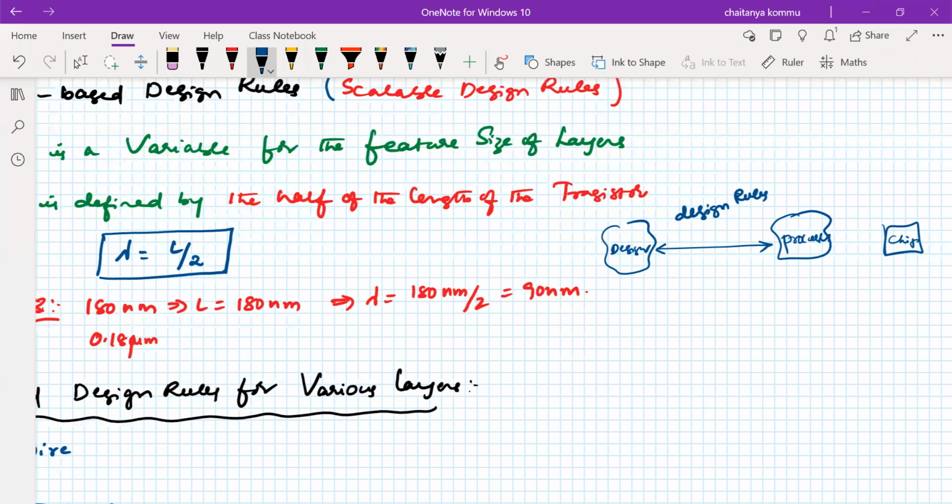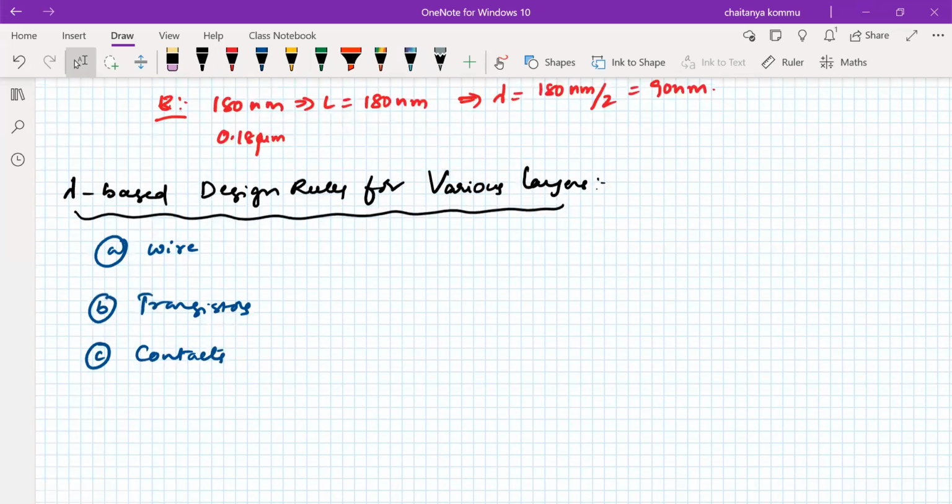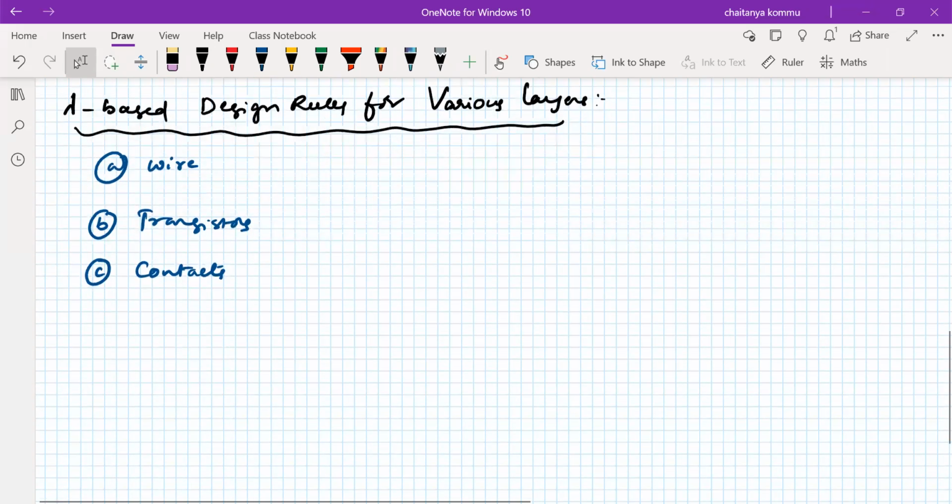Then the designer will modify his circuitry accordingly and give it back to the process engineer. The process engineer will again check whether the design rules have been followed or not. Once that is done, then only he is able to fabricate the circuit in a chip. So that's what we can understand now. Let us consider what lambda-based design rules we have to use for wires.